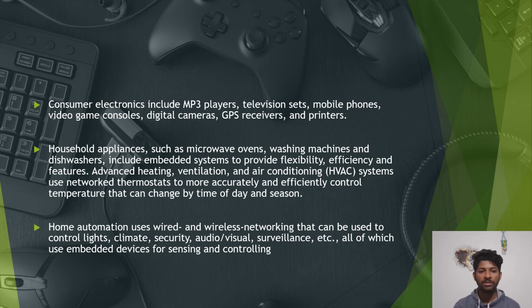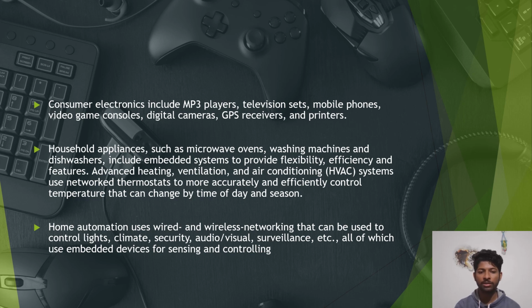The applications of embedded systems: consumer electronics include MP3 players, television sets, mobile phones, video game consoles, digital cameras, GPS receivers, and printers. Household appliances such as microwave ovens, washing machines, and dishwashers include embedded systems to provide flexibility, efficiency, and features. Advanced heating, ventilation, and air conditioning systems use networked thermostats to more accurately and efficiently control temperature that can change by time of day and season.